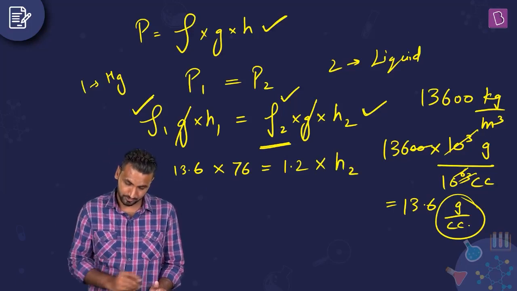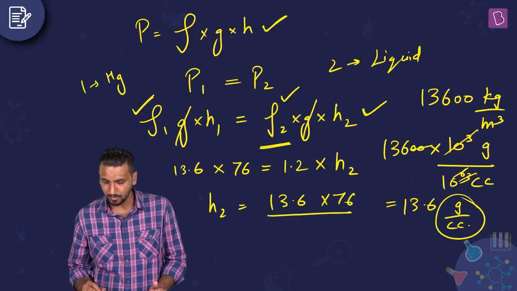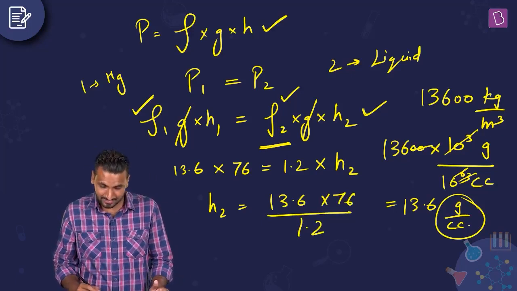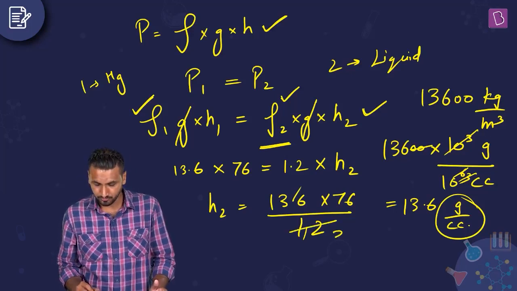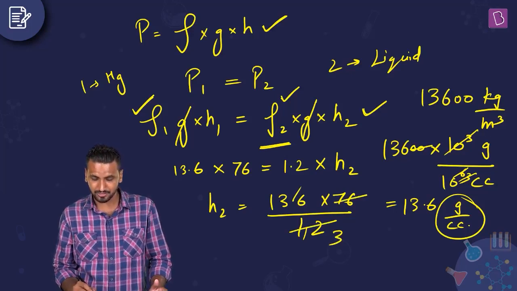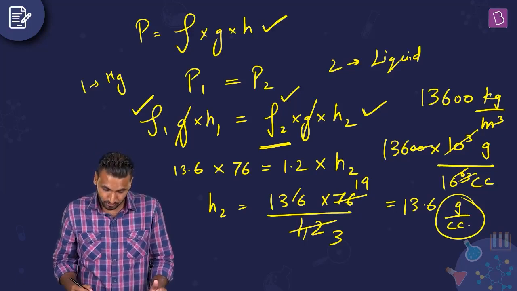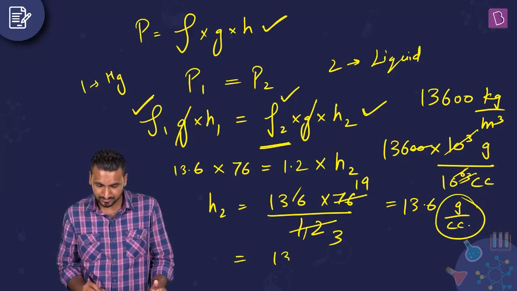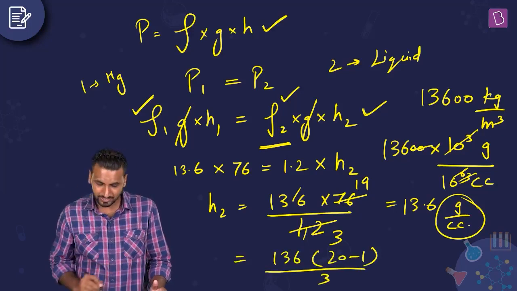Into H2, that's what we need to calculate. So H2 will be nothing but 13.6 into 76 upon 1.2. If I just cancel it out, decimal with decimal, can I cancel it with 4? Yes. 4 into 3 is 12. 4 into 19 is 76. 4 into 20 is 80. So 76 will be 19. So 136 into 19 by 3. Let me do one thing: 136 into 20 minus 1 by 3. That will ease out the calculation.